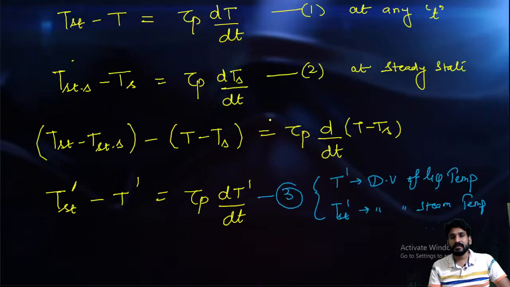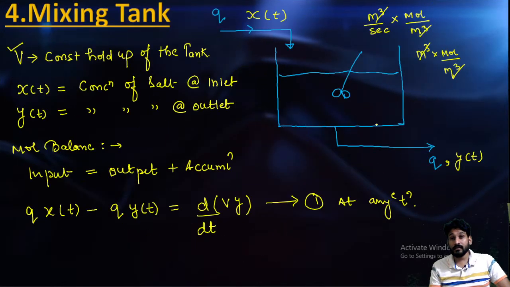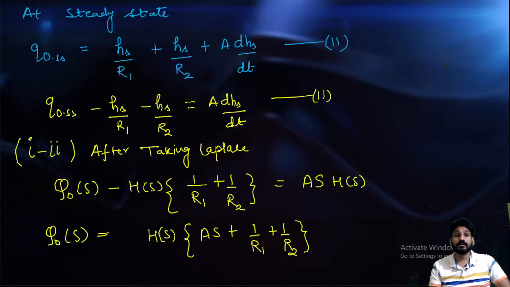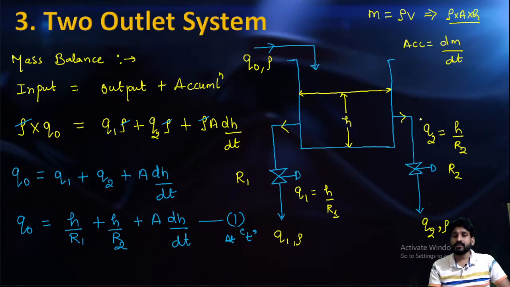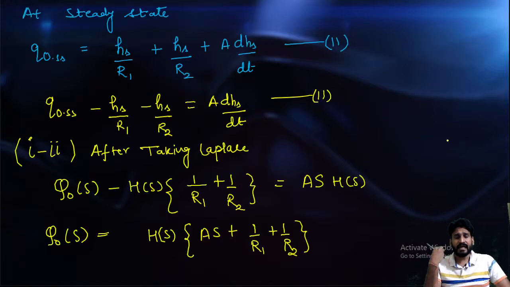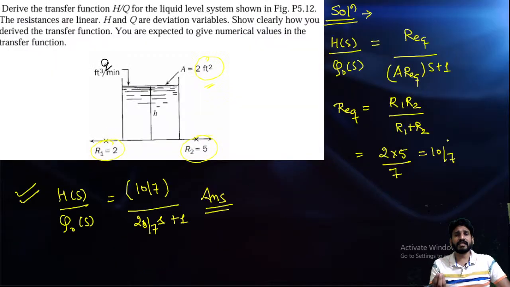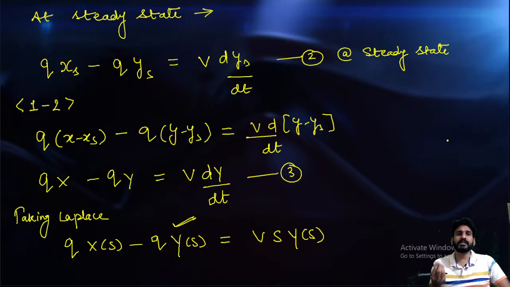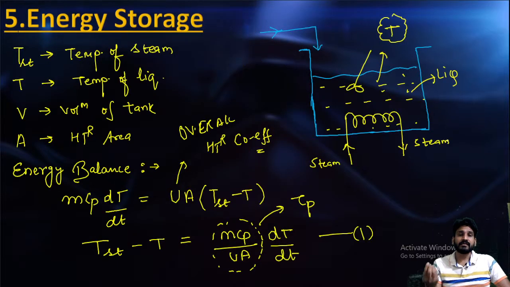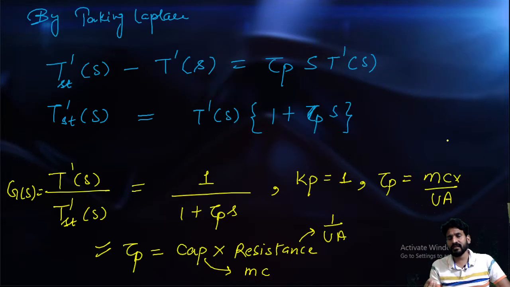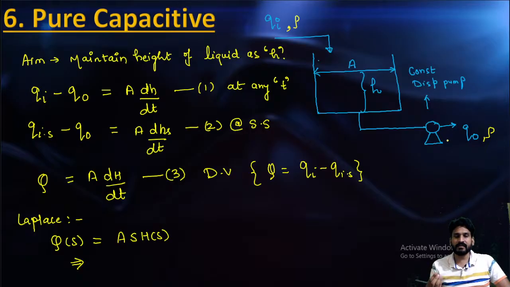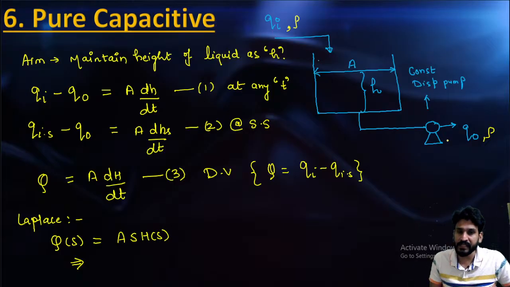Now, in the previous examples, like whatever we discussed, in this liquid level tank system, we assume that Q is equal to H by R. It is our assumption that in most of the cases, Q is directly proportional to H and Q is inversely proportional to R. This is the general relation between Q, H and R.